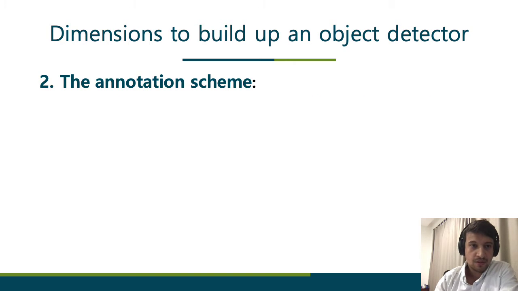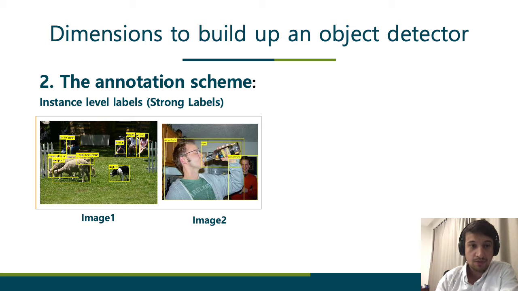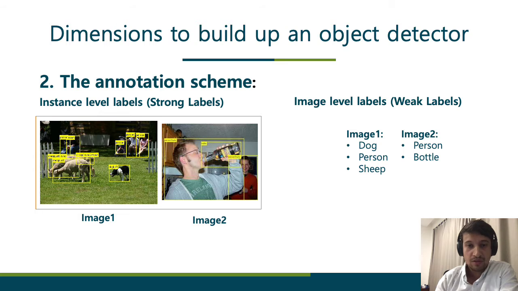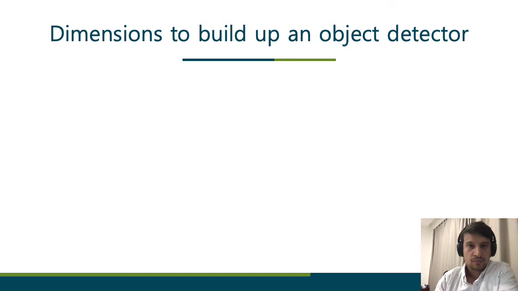After this, there is the annotation scheme, in which we are going to collect these images and either annotate with strong labels, which are instance-level labels, in which we draw the bounding box or whatever indicates the presence of each instance in the image, or weak labels, in which we just decide whether the object is present or not in the image.